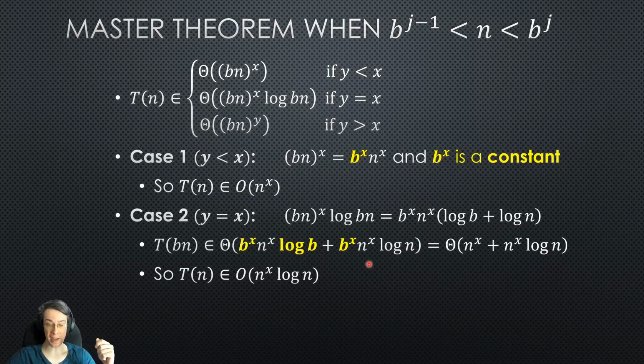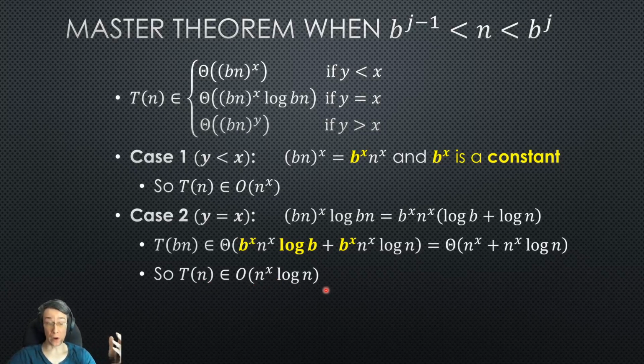And note that everything I've highlighted yellow here is constant. b^x is constant, log b is constant, b^x is constant. So we're just left with theta of n^x plus n^x log n. And clearly n^x log n, Mach's rule says that that term dominates. So we get T of n is in big O of n^x log n.